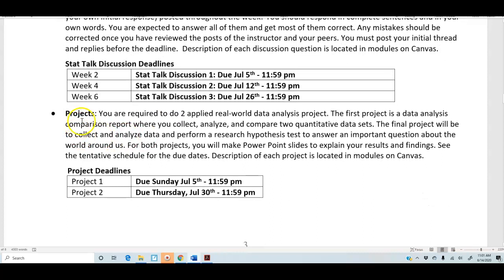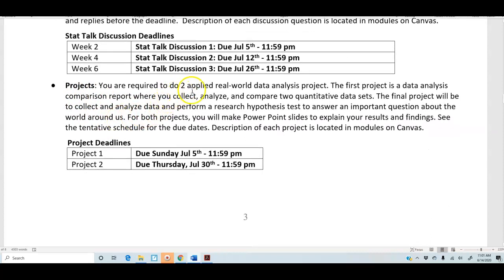You also have projects. You are required to do 2 applied real-world data analysis projects. The first project is a data analysis comparison report where you collect, analyze, and compare 2 quantitative data sets. The final project will be to collect and analyze data and perform a research hypothesis test to answer an important question about the world around us. For both projects, you will make PowerPoint slides to explain your results and findings.